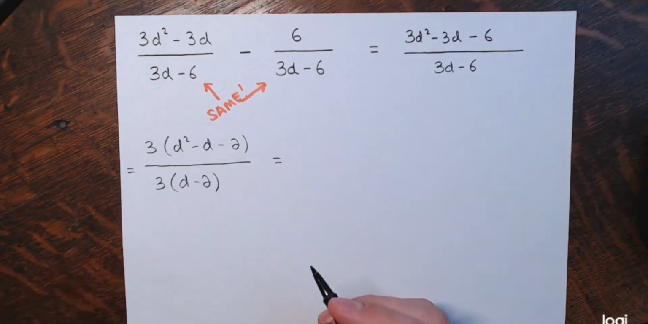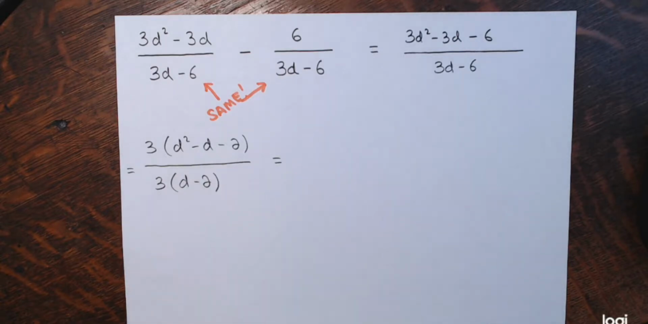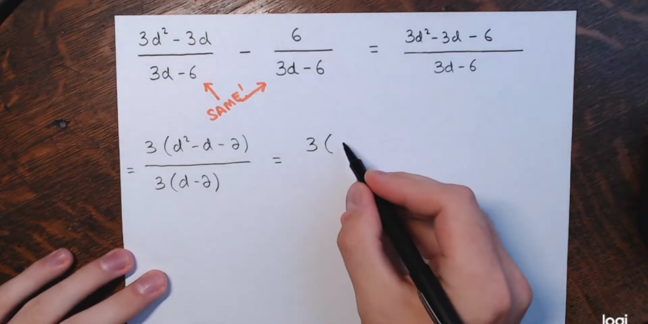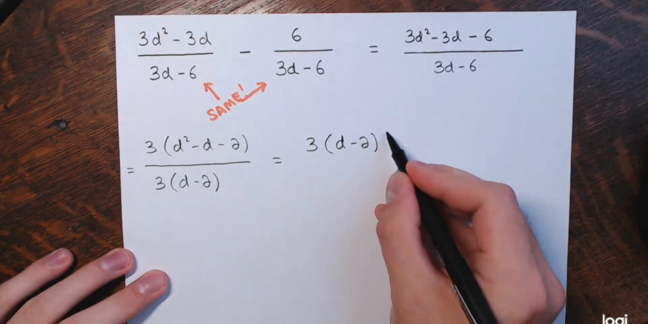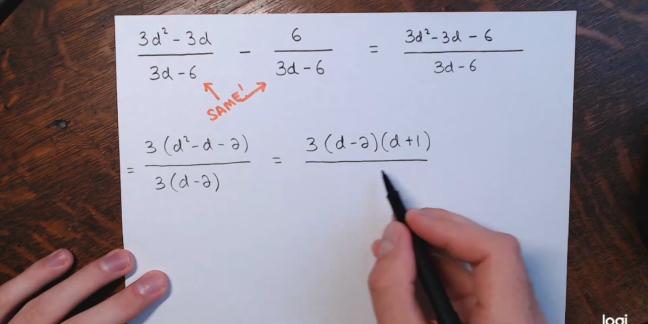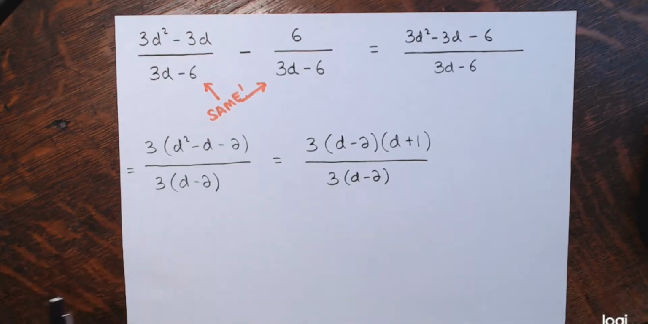And that d squared minus d minus 2 in the numerator, that'll factor further. So we have 3 times, and then d squared minus d minus 2 will factor to d minus 2 times d plus 1, over, and then 3 times d minus 2. The denominator is completely factored.